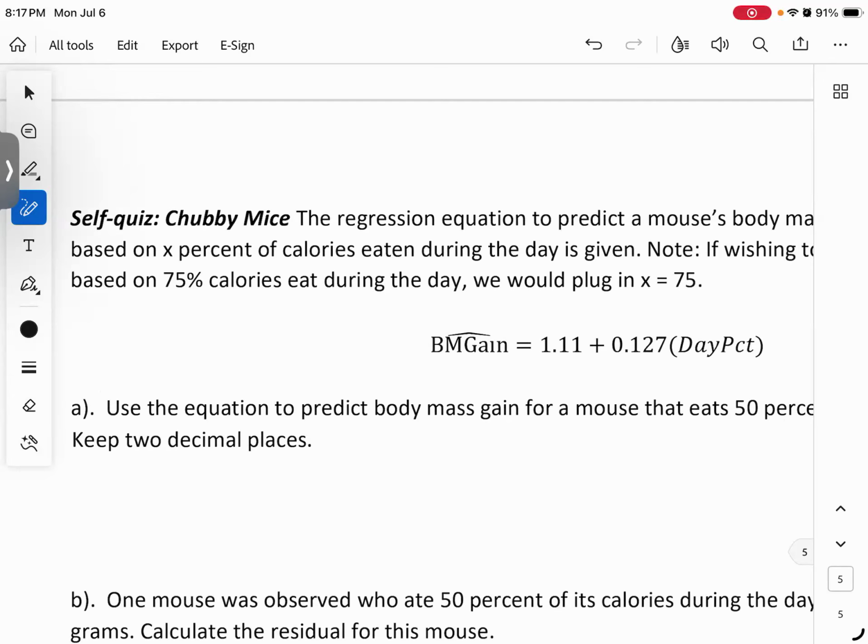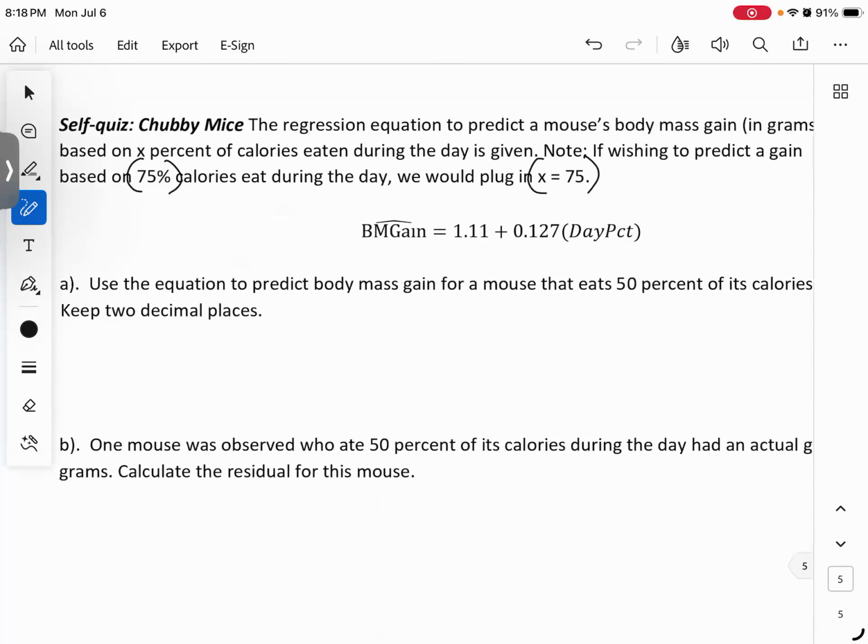And in this one, they're just giving you a heads up that if you're going to plug in a percentage, leave it as a percent. So here's their example. If you were predicting how much weight a little mouse gained if it ate 75% of its calories during the day, you would plug it in as just 75, don't switch it to 0.75. So same thing with this one here. If you wanted to predict how much weight was gained, you're doing 50%, you would plug in 50, not 0.5.